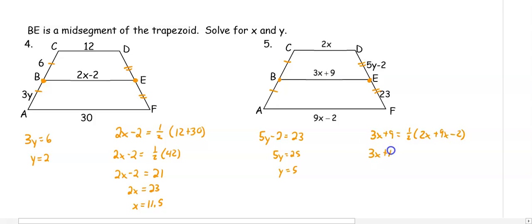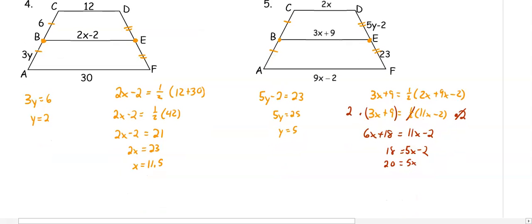So we get 3x plus 9 is equal to 1/2 of 11x minus 2. Because there's an odd number in the parentheses, I'm going to multiply both sides by 2, so it cancels out with the half on the one side. And we double the other side, so we get 6x plus 18 is equal to 11x minus 2. When we move our variable over, we get 5x minus 2 is equal to 18. Add 2 to both sides, 5x equals 20. So we divide by 5, x is 4.